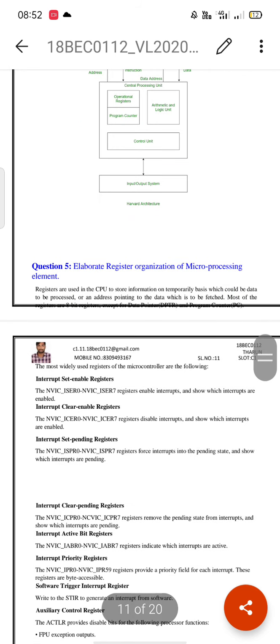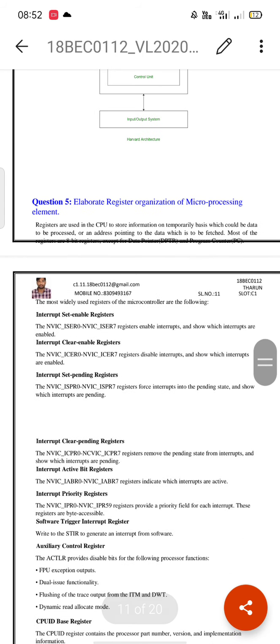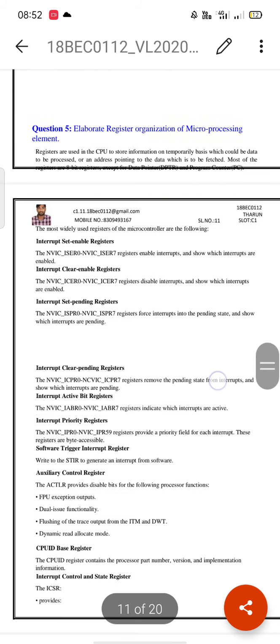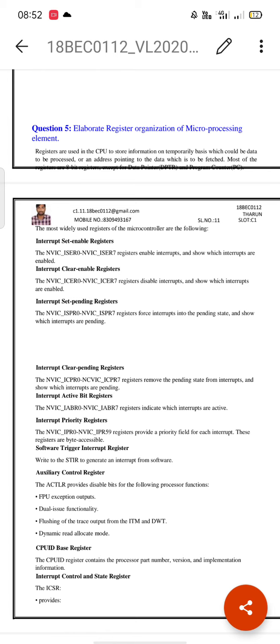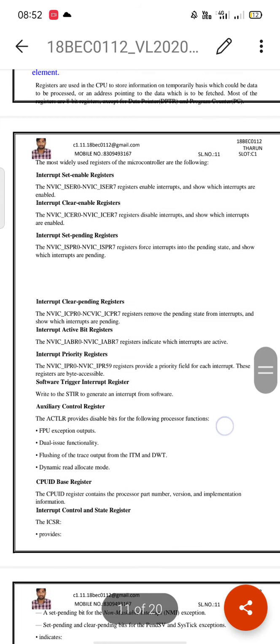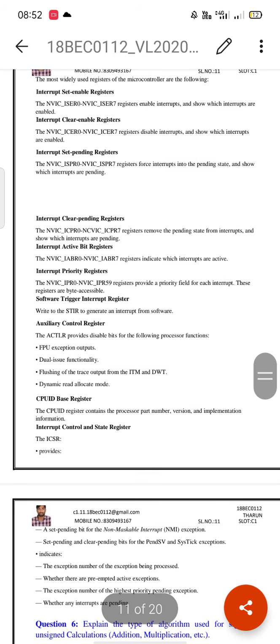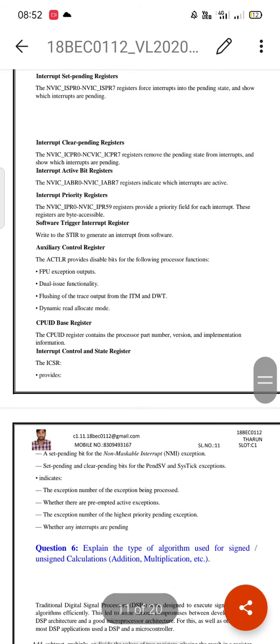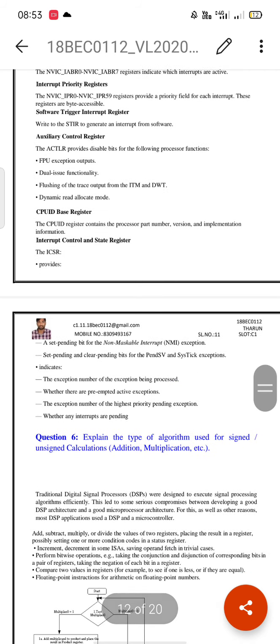And the fifth question is to elaborate the registers and organization of the microprocessing element. These are the registers that I have used in my microcontroller. The first ones are interrupt set enable registers, interrupt clear enable registers, interrupt set pending registers, interrupt clear pending registers, interrupt priority registers, software trigger interrupt registers, auxiliary control registers, CPU ID base register, and interrupt control state registers. These are the registers I have used.